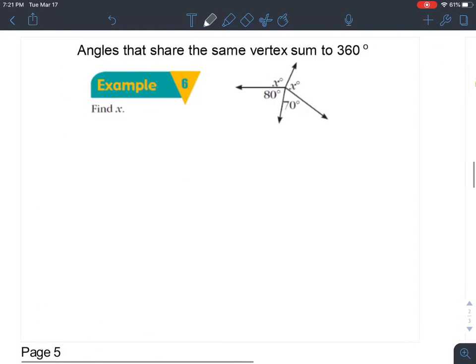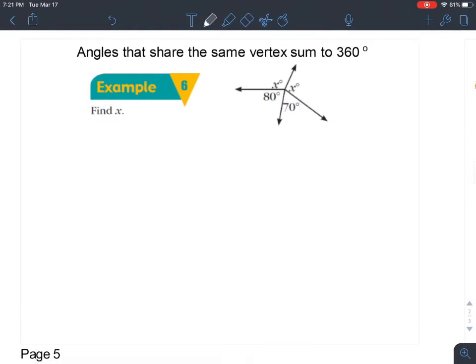So a common picture you're going to see is this here, where you have a bunch of angles that all share the same vertex. If you ever get a picture like this, the angles are always going to add up to 360 degrees. So if we want to solve this and find x, we have to do x plus 80 degrees plus 70 degrees, and that will be equal to 360.